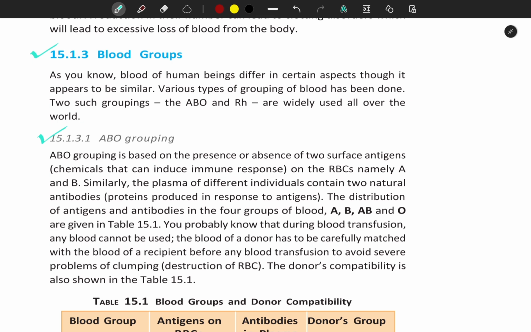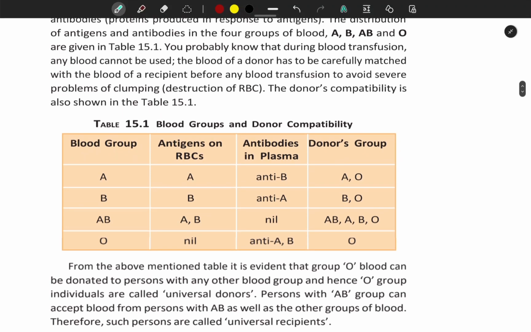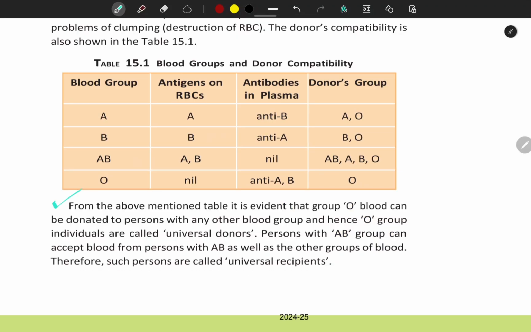The donor's compatibility is also shown in table 15.1. From the above mentioned table, it is evident that group O blood can be donated to persons with any other blood group, and hence O group individuals are called universal donors. Persons with AB group can accept blood from persons with AB as well as the other groups of blood. Therefore, such persons are called universal recipients.